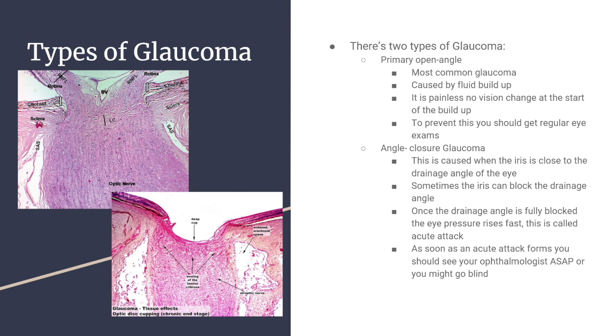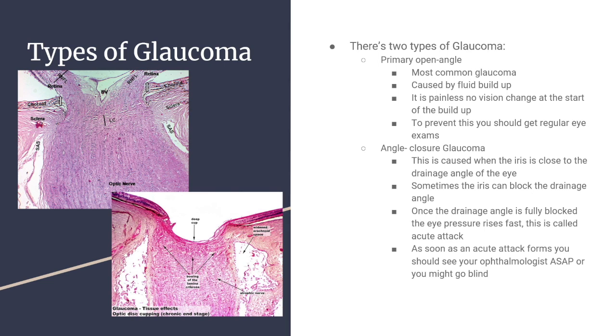Now I'm going to talk about the two types of glaucoma. The first one is primary open-angle glaucoma, and this one is the most common one. It usually happens when the eye doesn't drain fluid as well as it should be. In a healthy eye, the excess fluid leaves the eye through the drainage angle, which keeps the eye pressure stable. But in primary open-angle glaucoma, it's like a clogged drain. So the eye pressure builds up and it starts to damage the optic nerve.